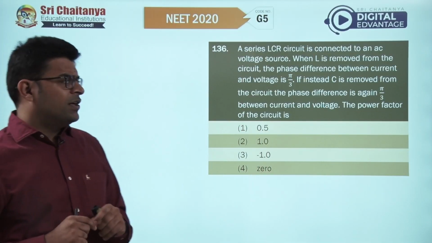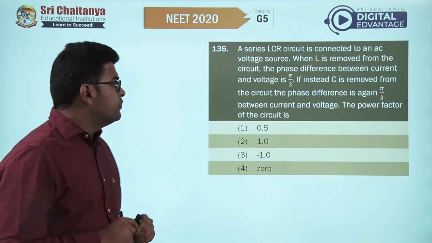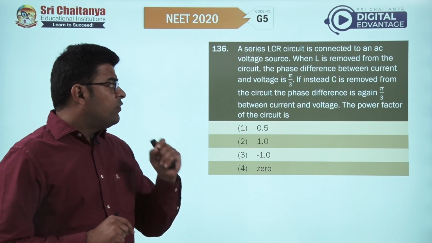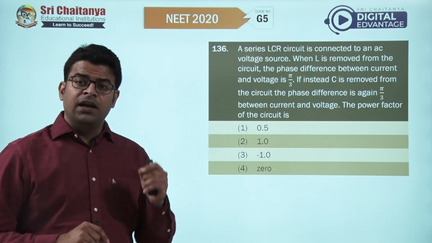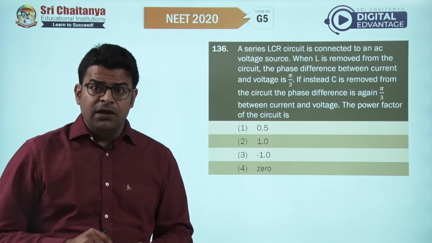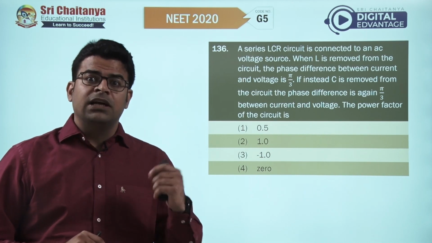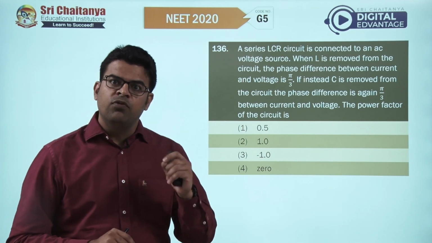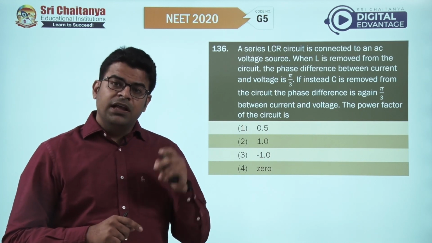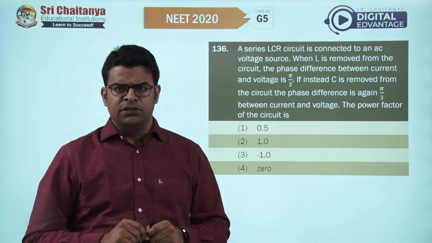A series LCR circuit is connected to an AC voltage source. When L is removed from the circuit, the phase difference between current and voltage is pi by 3. Instead, when capacitance is removed from the circuit, the phase difference between current and voltage is again pi by 3. They are asking us what is the power factor of the circuit.